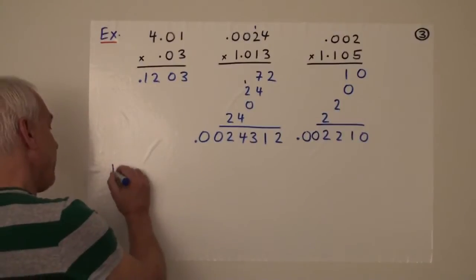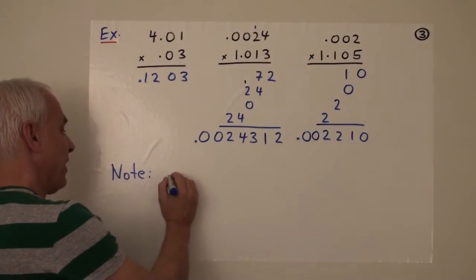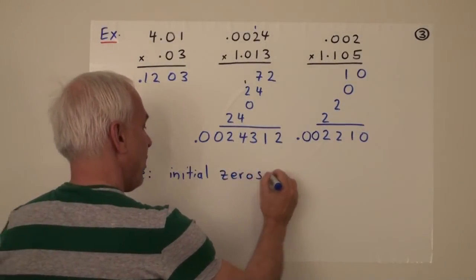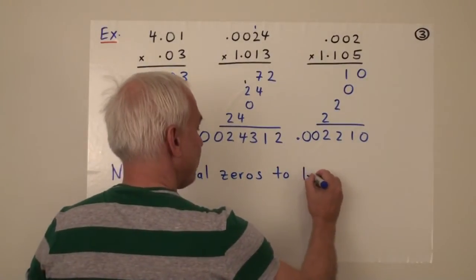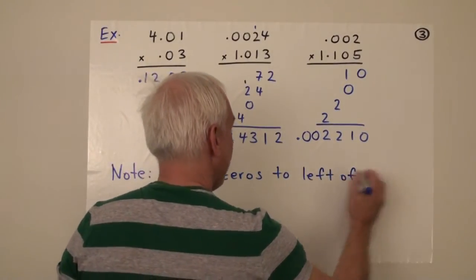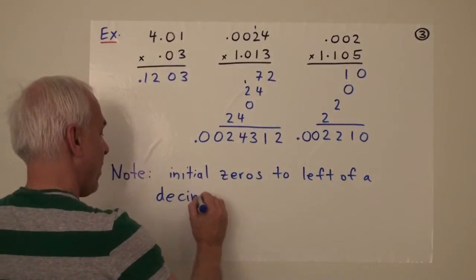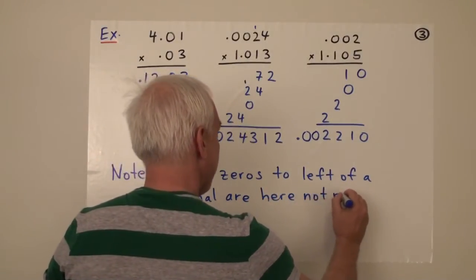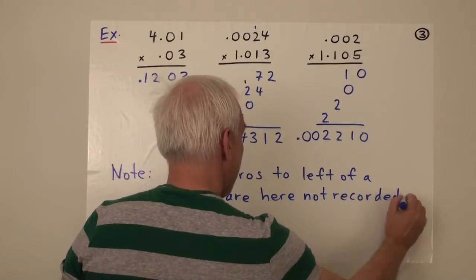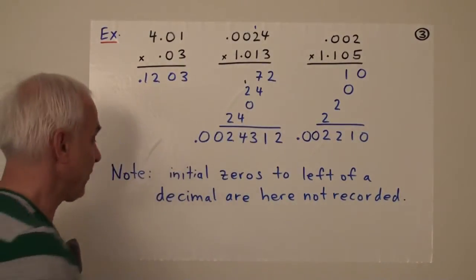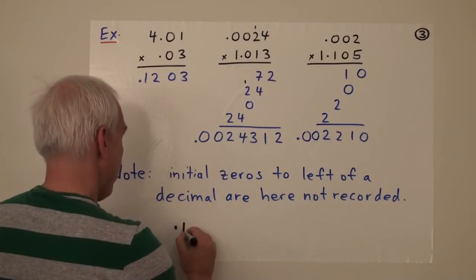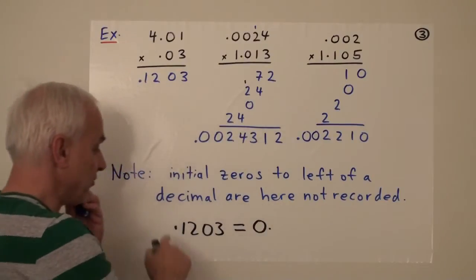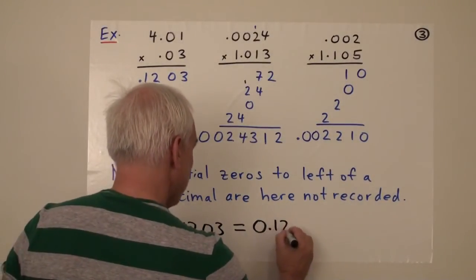Okay, let me make a little note here. Note that initial zeros to the left of a decimal are here not recorded. I should make a note of this because in many books, when I write something like .1203, as I did up here, many books will put a 0 in front of that decimal, and they'll write 0.1203.